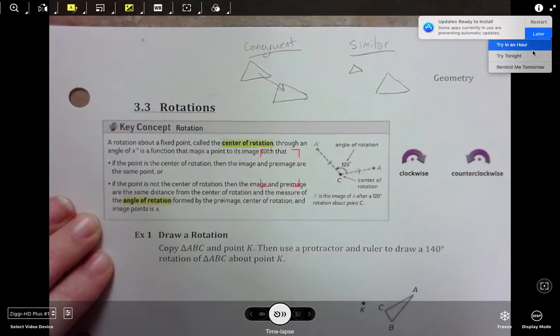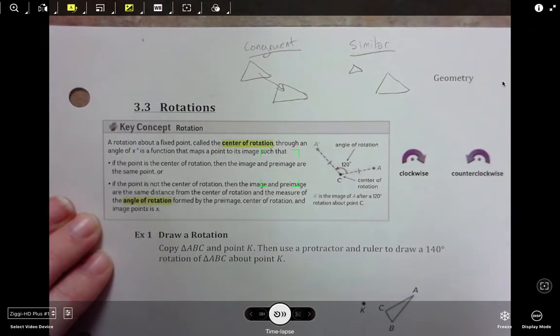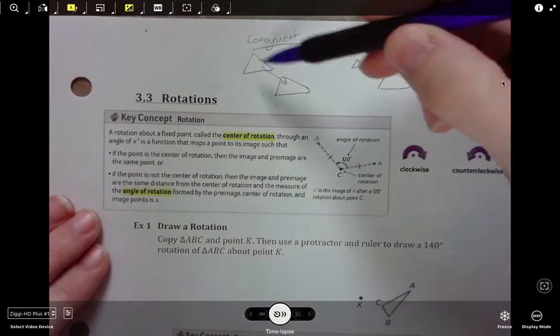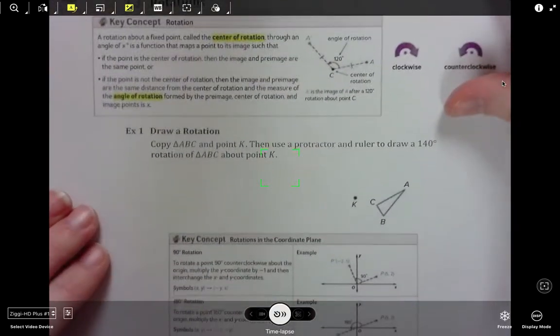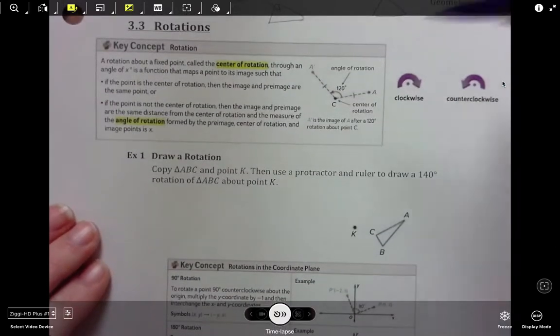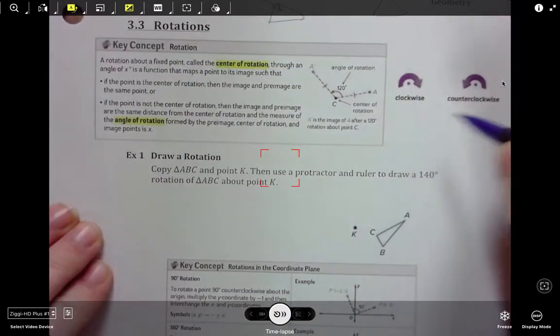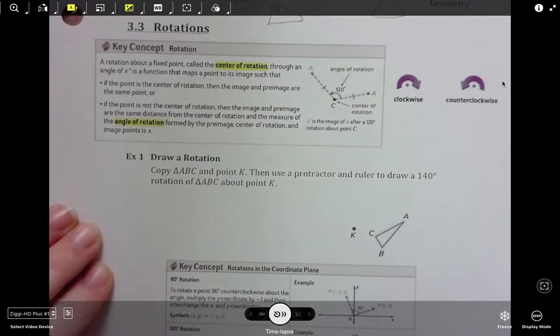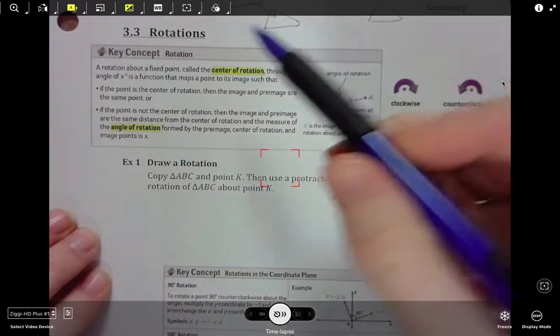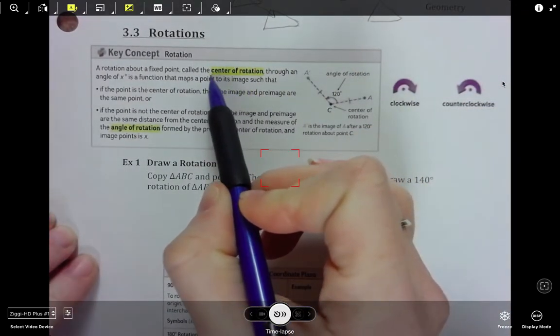So congruent in each one of these sections, 3.1, 3.2, 3.3, we are keeping an object the same shape and same size. All right, so rotating things, counterclockwise versus clockwise. You guys should know what that is. Vocabulary words in here are center of rotation.